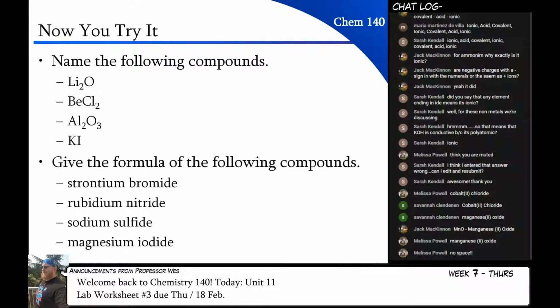Here's a bunch of examples. What I want you to do is on the top, I want you to turn these formulas into names. And on the bottom, we didn't actually do this, but it's a good skill to have. Turn these names backwards into formulas. So you got to go in both directions, right? As you get the answers, type them out in the chat. We'll go over the answers together in just a bit.